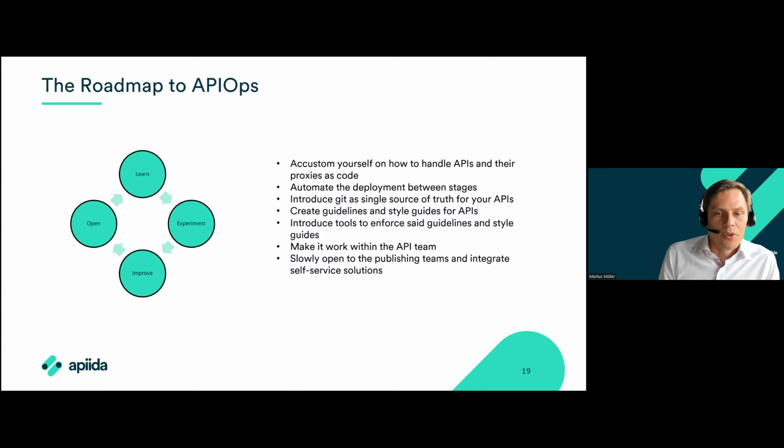So first you have to accustom yourself on how to handle APIs and their proxies as code. Now, there are some API gateways that just hide away the code, right? And let you use their shiny user interface, but what you want is to have that as code. So make sure that you exactly know how to get the code out of it, how to get APIs into it again, and that in an automated fashion.